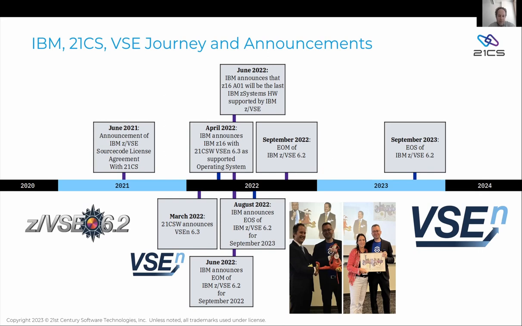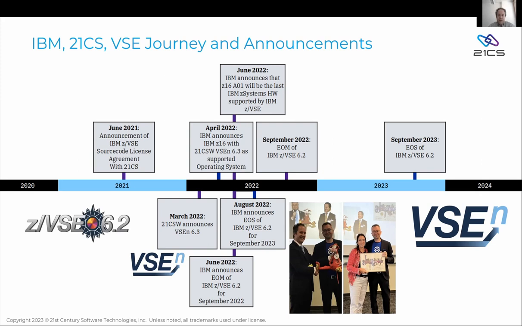People were very happy about it. It was still not clear what was going to happen with IBM CVSE. That was also on purpose, because we didn't want the customers to panic, and IBM understood that. So IBM did not announce anything until March, when we announced our derivative product, 21st Century Software VSEn 6.3.